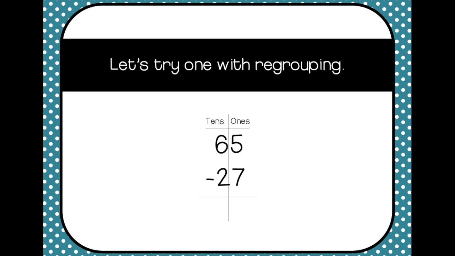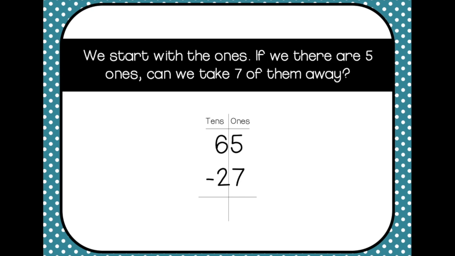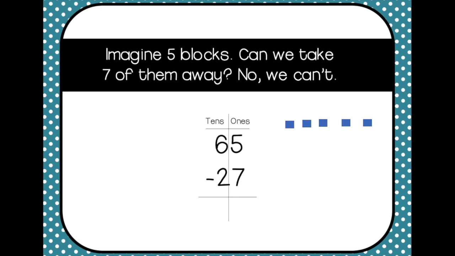Okay, so now let's try one with regrouping. Again, we start with the ones. If there are 5 ones, can we take 7 of them away? I want you to think about that. If you have 5, can you take 7 of them away? Imagine that there were 5 blocks. Can we take 7 of those away?